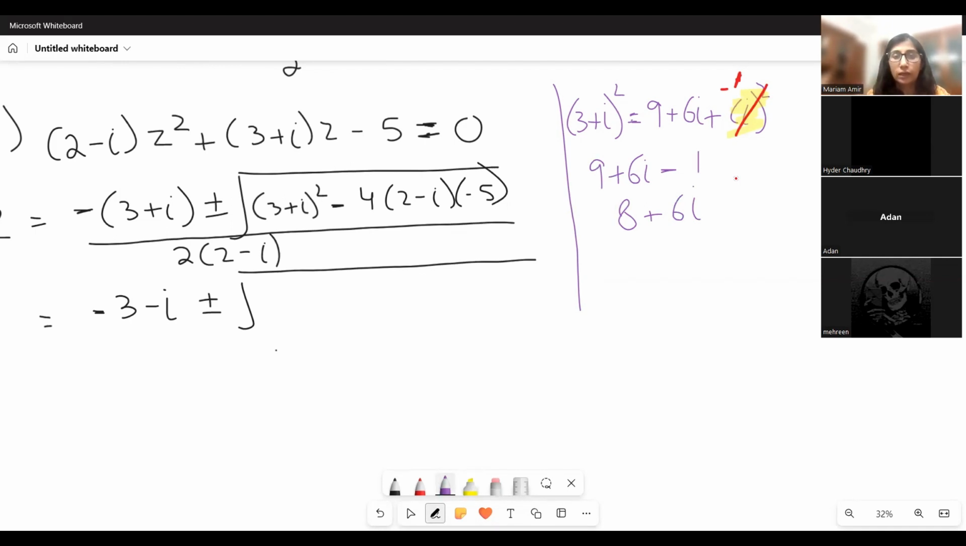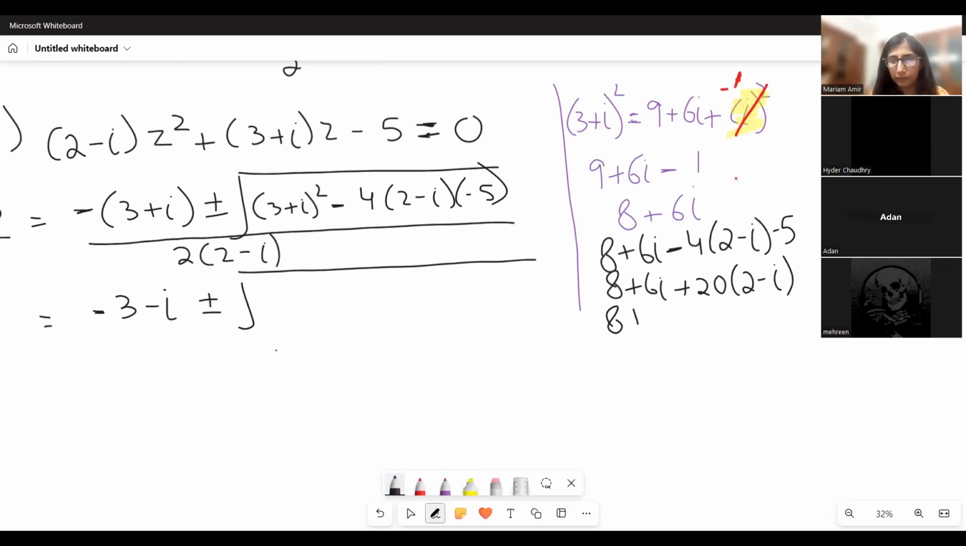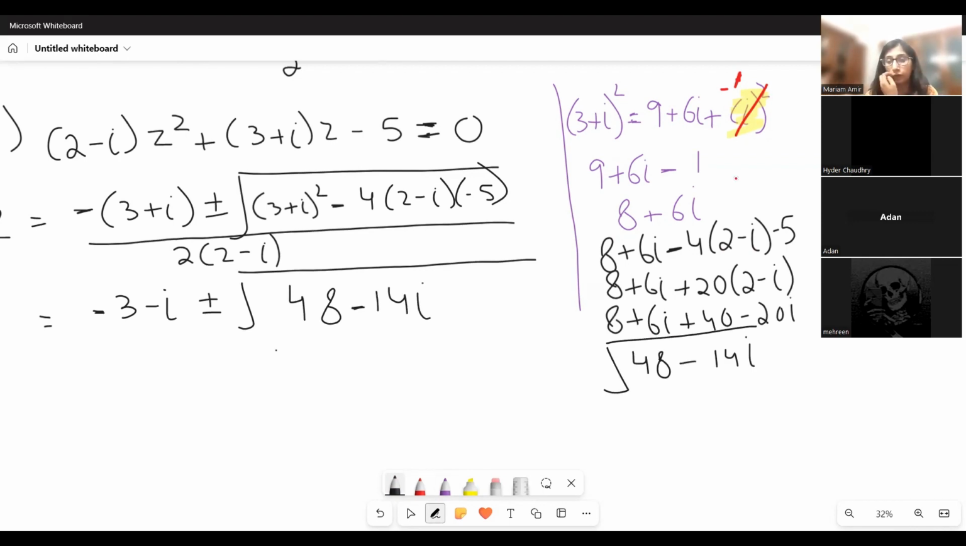8 plus 6 iota is just 3 plus iota whole square, and along with that we have 8 plus 6 iota minus 4 times 2 minus iota times minus 5. So I'm writing this as 8 plus 6 iota plus 20 minus 10 iota, and then 8 plus 6 iota plus 40 minus 20 iota. So I'm getting 48 minus 14 iota. And you got this as homework yesterday as well, which we also discussed a while back. What is the answer of square root of 48 minus 14 iota?